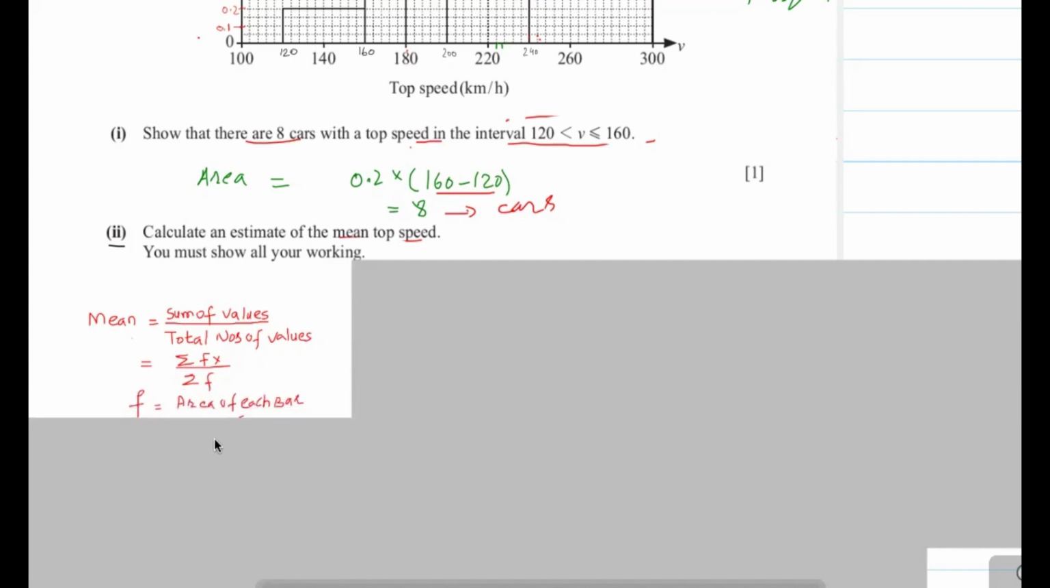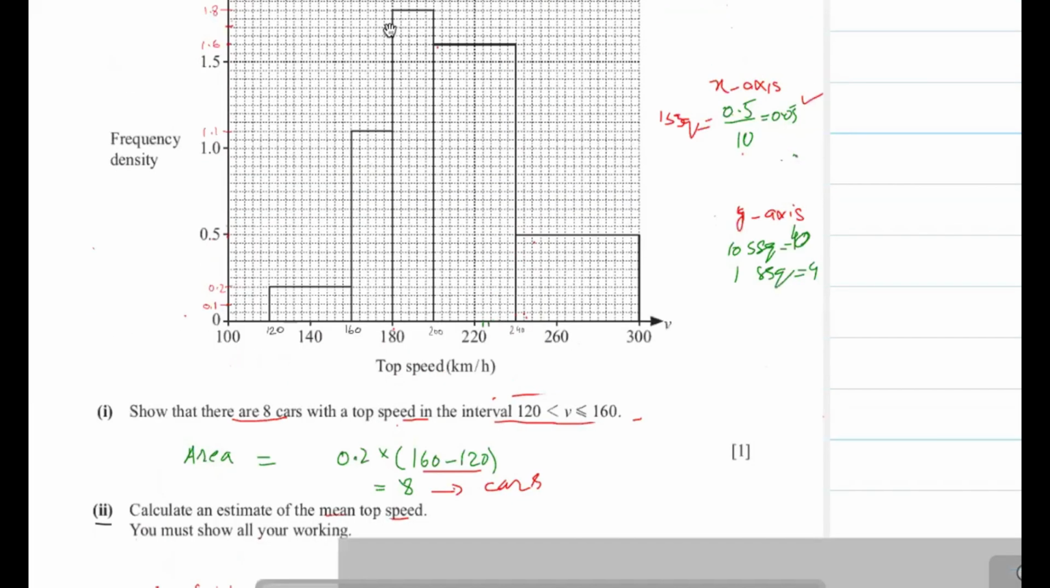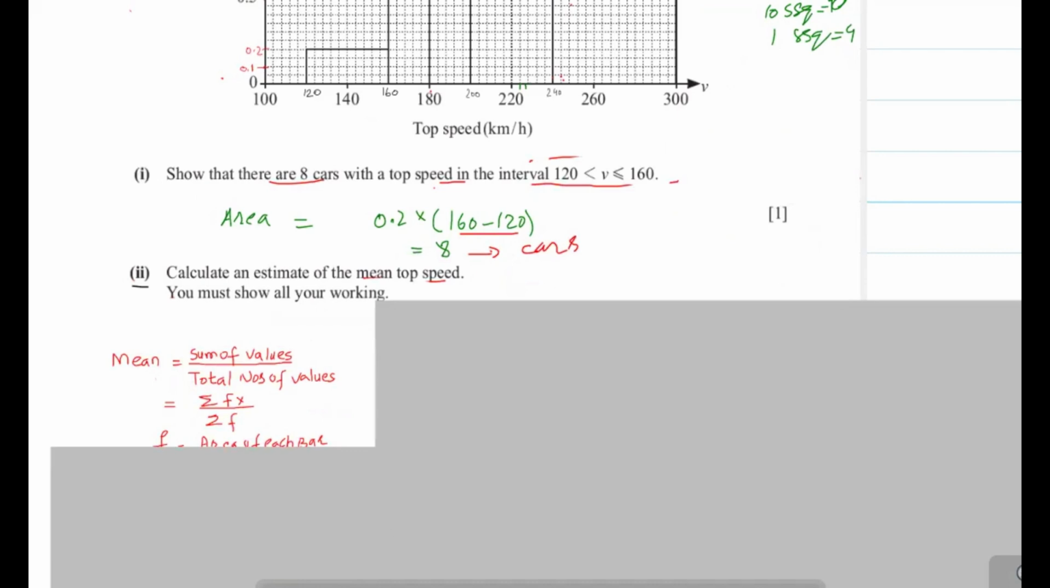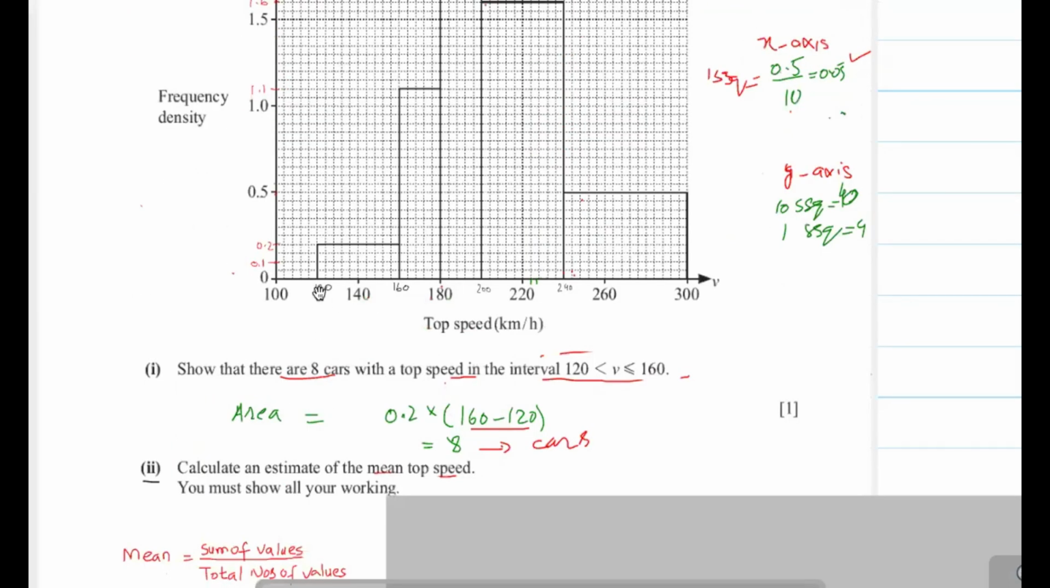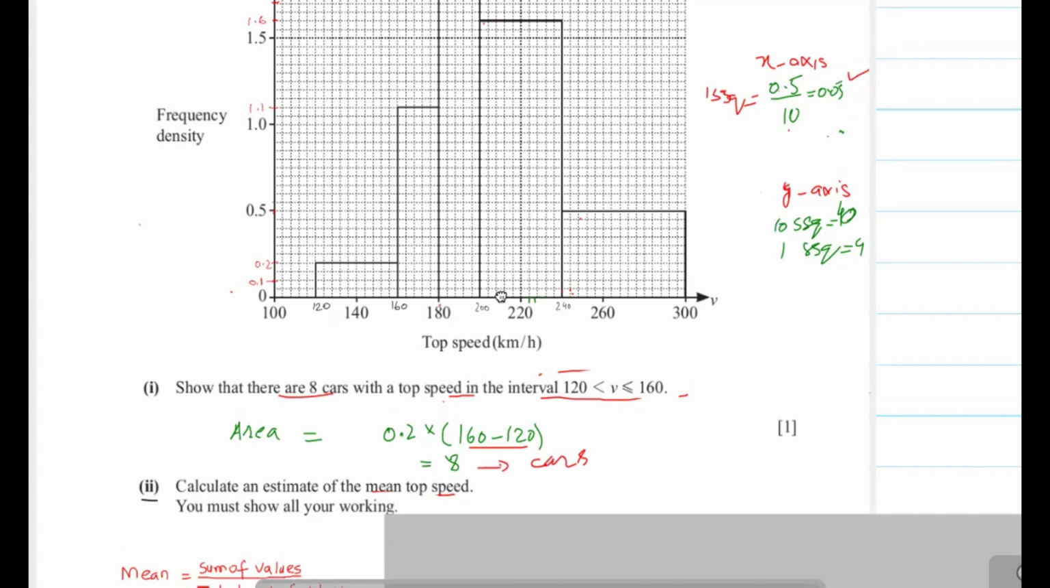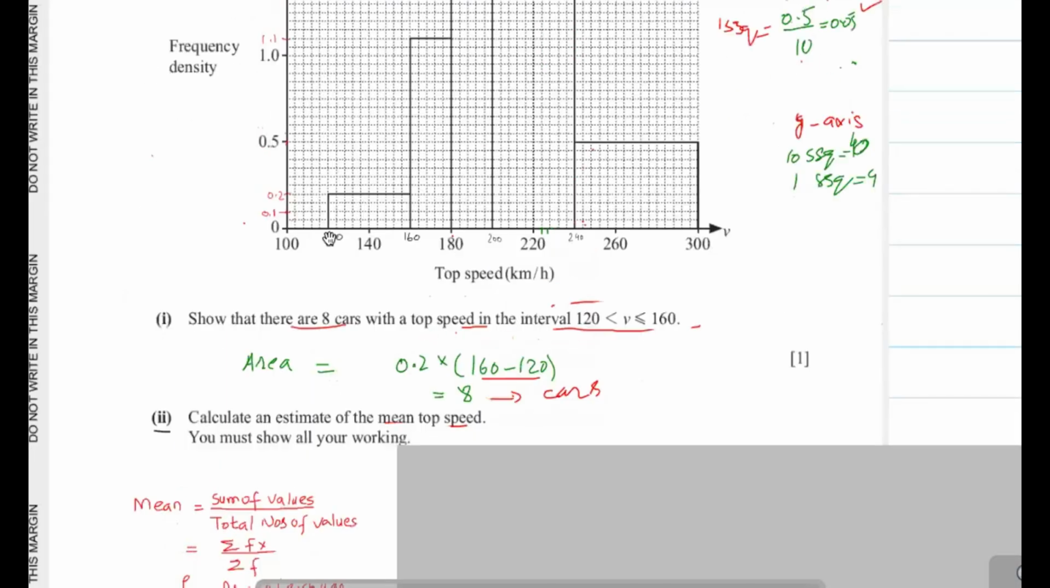Frequency is equal to the area of each bar. Look here, these are the bars given in the histogram, and we have to calculate the area of the bar. The area of the bar is equal to, look here, this is a rectangular shape, and the area of a rectangle is equal to base into height. Base is the difference between the class interval, and height is the frequency density. Frequency density is the height of the bar.